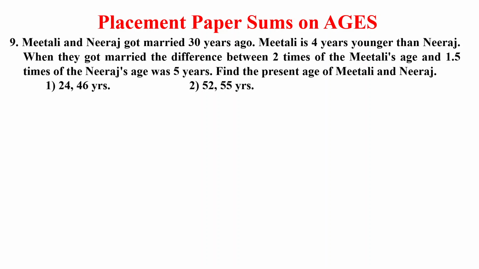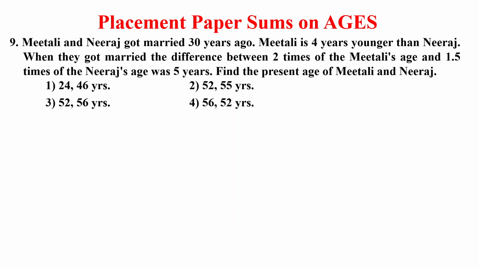Let's see this question. Meetali and Neeraj got married 30 years ago. Meetali is 4 years younger than Neeraj. When they got married, the difference between two times of Meetali's age and 1.5 times of Neeraj's age was 5 years. Find the present age of Meetali and Neeraj. And the options are 24, 46, 52, 55, 52, 56, 56, 52.